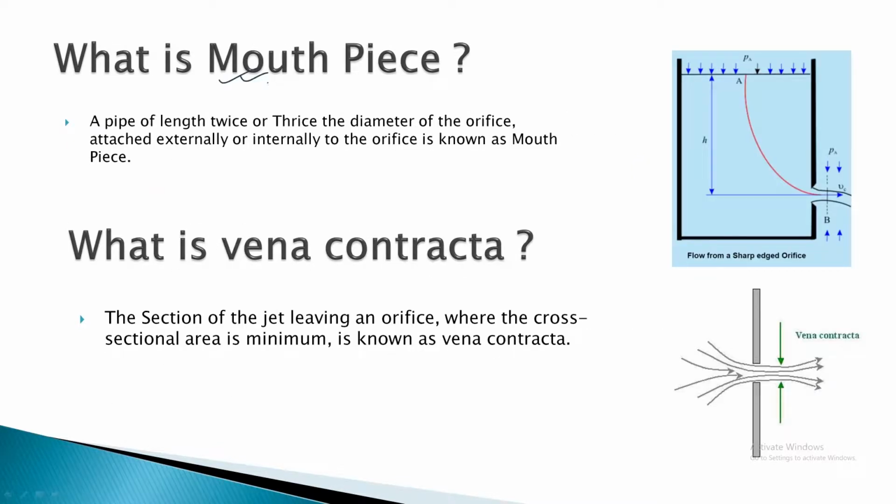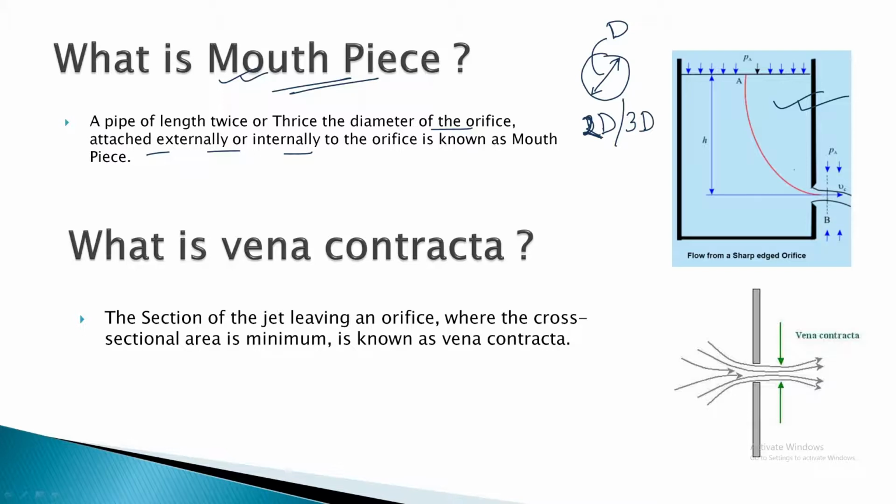So let's see what the mouthpiece is. The mouthpiece is present in the orifice portion. The orifice is actually nothing but the opening. Suppose there is a circular opening, it has some diameter. The length of the mouthpiece which is attached on the orifice will be 2d to 3d, where d is the diameter of the orifice in case of a circular opening. Here you can see a pipe of length 2d or 3d, the diameter of the orifice, attached externally or internally. I already said this is a kind of vessel which has some opening.